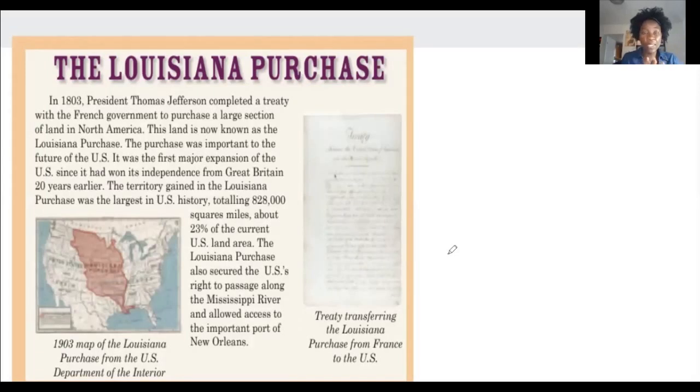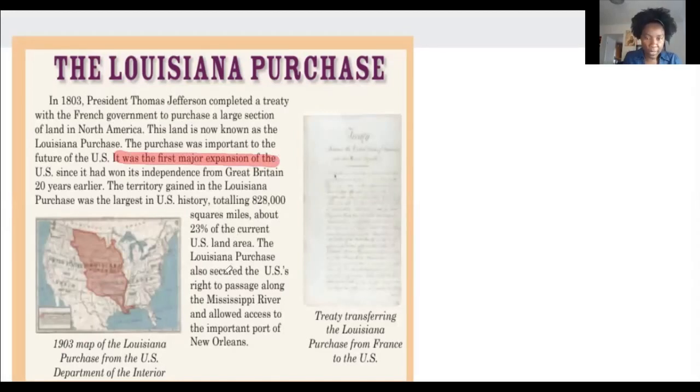So, what are we thinking, boys and girls? While I was reading, the first detail that popped out to me, as I was asking myself what does the author want me to know, is that the purchase was the first major expansion of the United States.